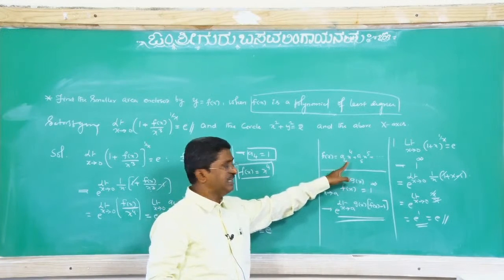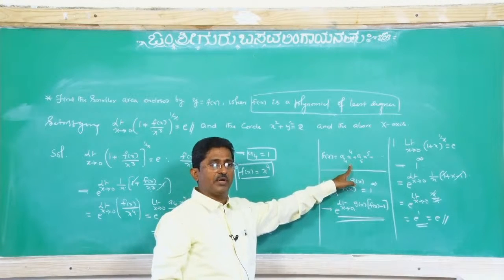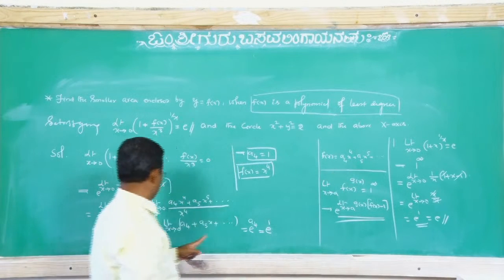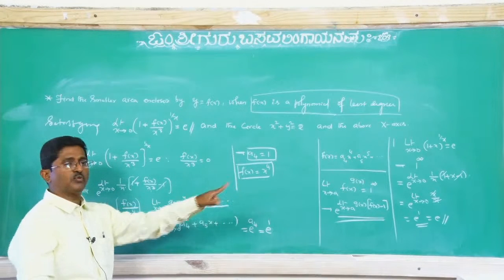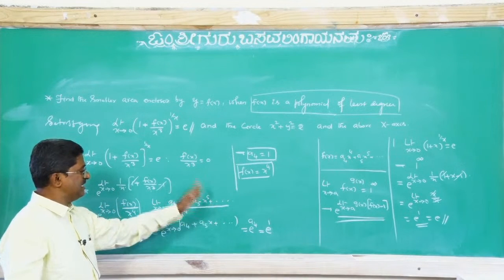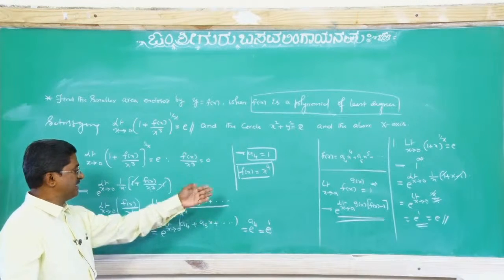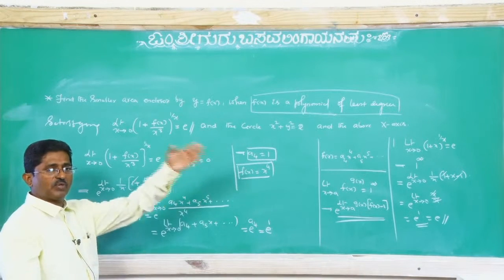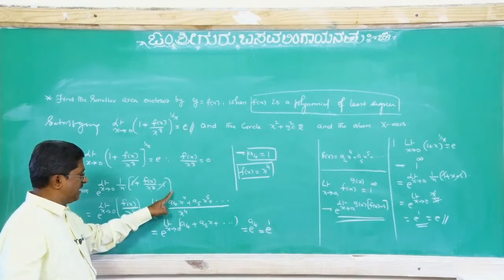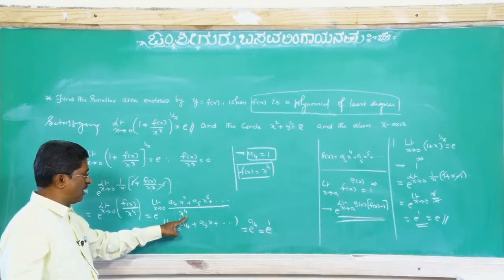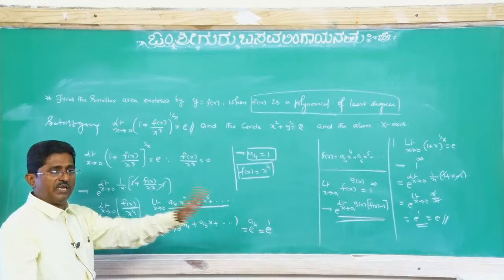Due to this reason, consider starting with a 4th degree polynomial: a4 into x to the power of 4 plus a5 into x power 5, and so on. The next term is a6 into x power 6 plus a7 into x power 7. The process is continuous. Divide by x to the power of 4. Each and every term is divisible by x power 4. After that, we have to substitute the limit.